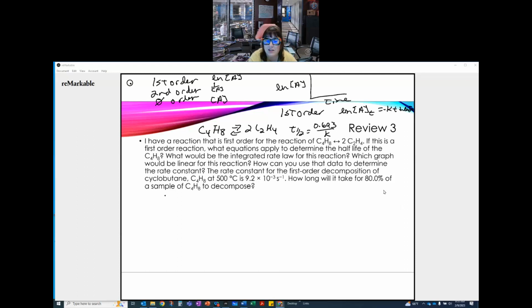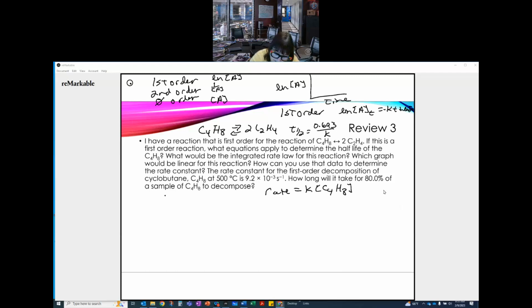Okay, so that's the one that'll be linear. How can you use the data to determine the rate constant? Well, once I have the data, I can plug that into my rate law, right? And I know that my rate is equal to k times [C4H8].